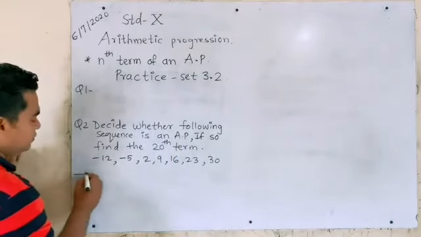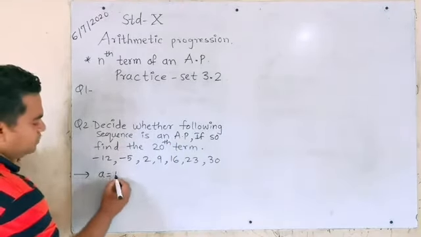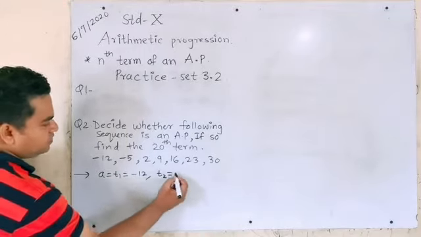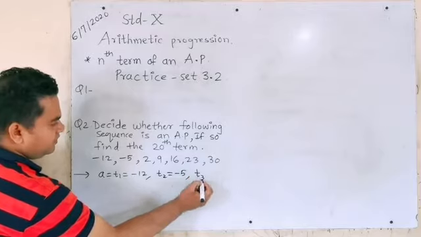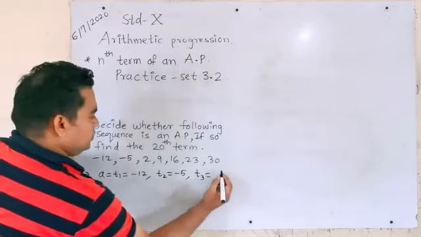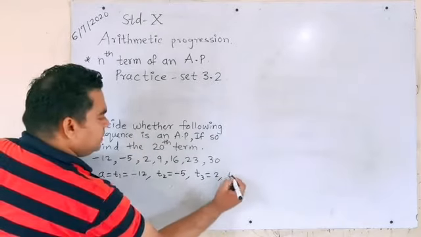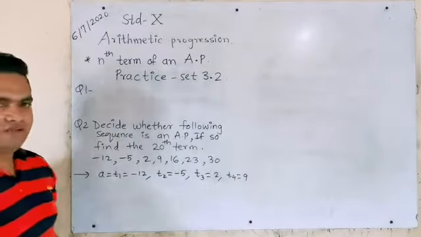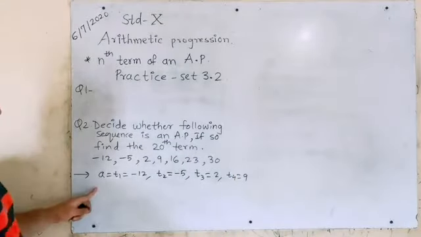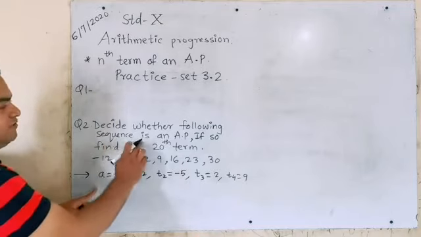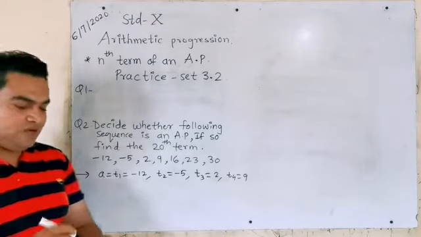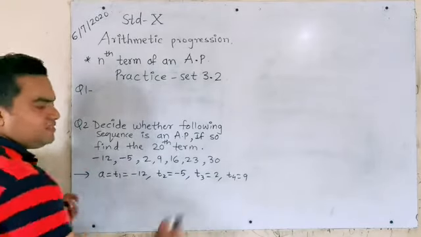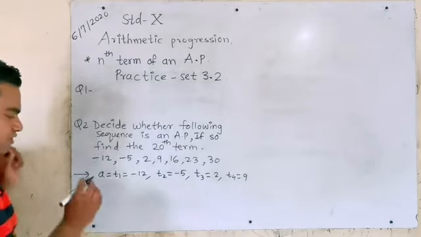So first we have to write A is equal to T1, that is minus 12. T2 is equal to minus 5. T3 is equal to 2. Then T4 is equal to 9. Like this you will write all the numbers. But to show the given sequence is in arithmetic progression, you have to solve at least 4. When there are too many numbers, find the 4 differences.